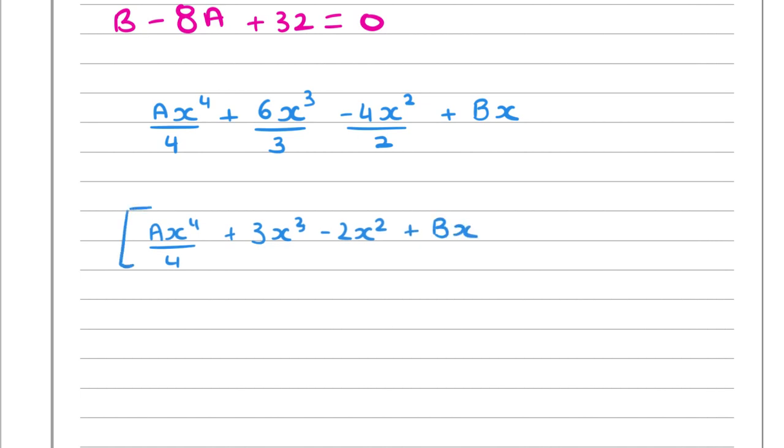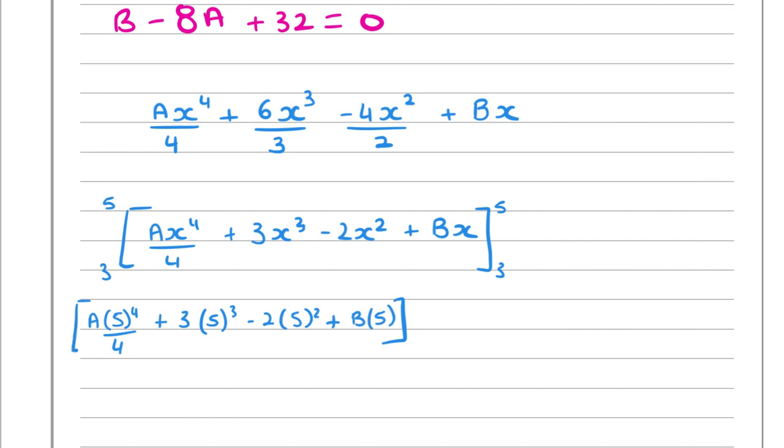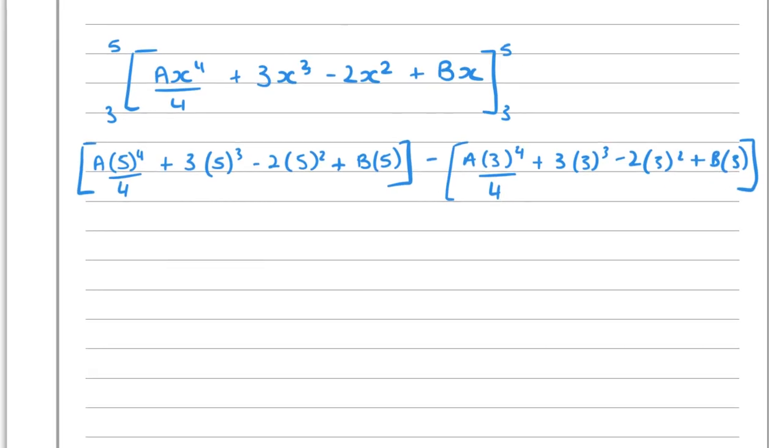Now I'm going to substitute in the values of 5, then take it away for when I substitute in the values of 3. So if you think here, I'm going to have a bracket 5 to the power of 4 over 4 plus 3 lots of 5 cubed minus 2 lots of 5 squared plus b lots of 5. I'm going to simplify it, take that away for the same again, but this time I've got my 3 to the power of 4 over 4 plus 3 lots of 3 cubed minus 2 lots of 3 squared. Oh my god. I mean, it's 7 marks, so you can see why there is a bit of writing. That's fine.